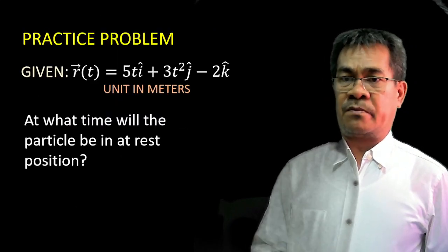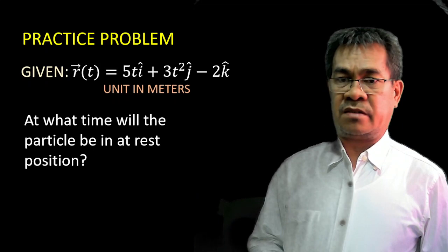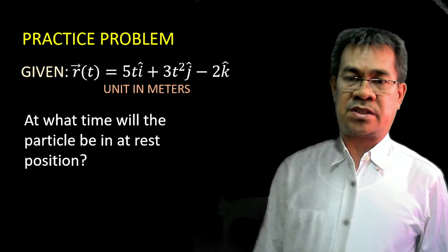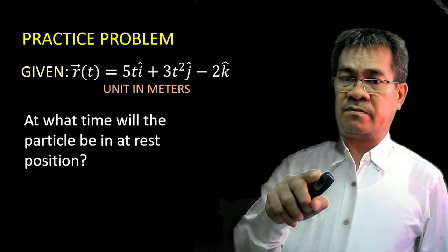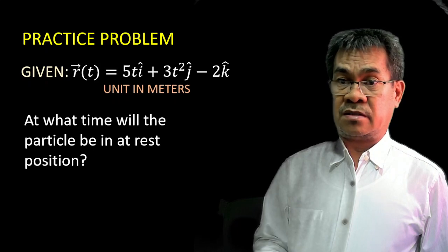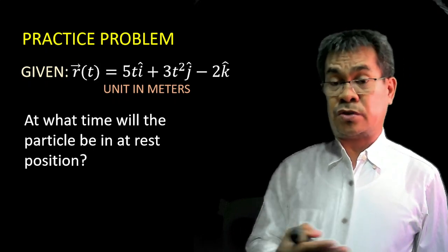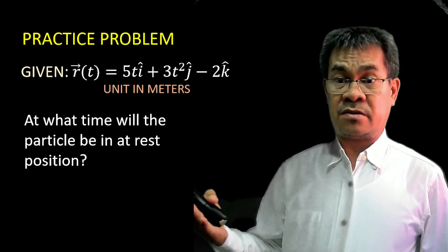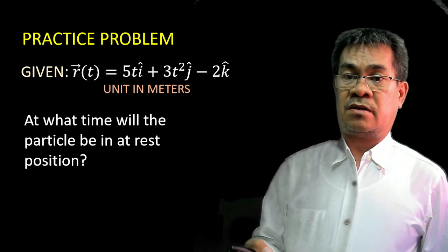Okay? Now, for your practice, this is a good problem. The same position vector in meters, but the question is, at what time will the particle be at rest? Now take note that previously the velocity at 1.5 seconds of travel was 10.3, I think, meters per second. So meaning it is in motion. Now how can we say that the particle is at rest? When the velocity is 0. So the question now is, at what time will the particle be at rest?